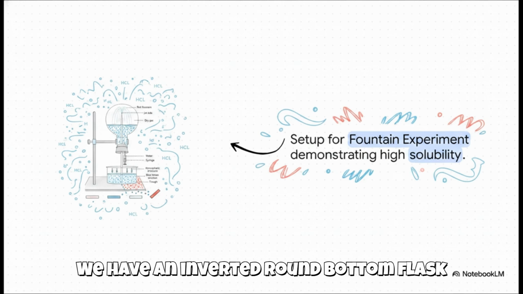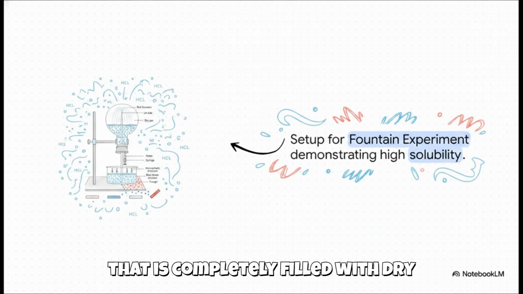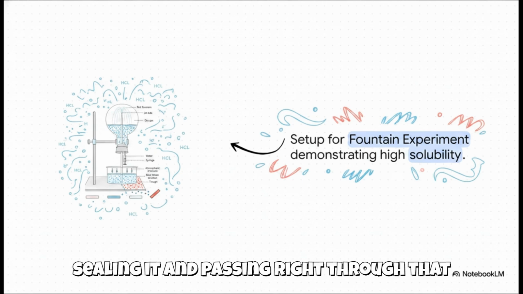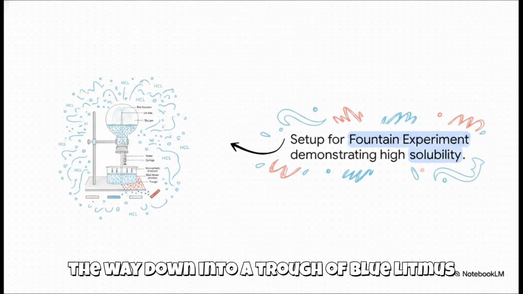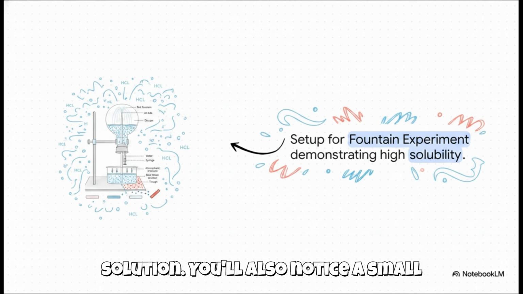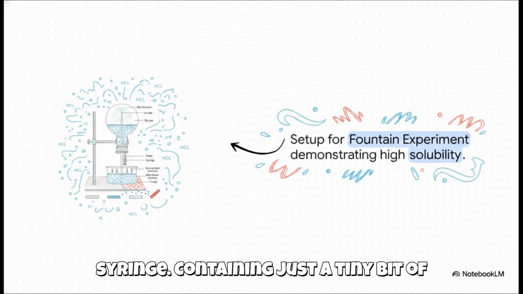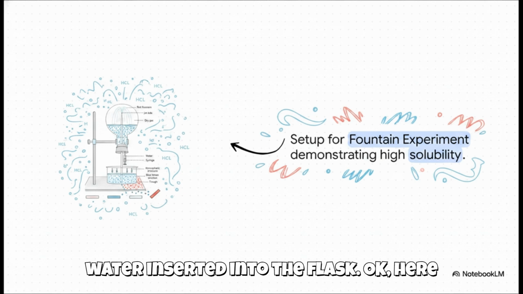We have an inverted round-bottom flask that is completely filled with dry hydrogen chloride gas. There's a stopper sealing it, and passing right through that stopper is a long jet tube that leads all the way down into a trough of blue litmus solution. You'll also notice a small syringe containing just a tiny bit of water inserted into the flask.